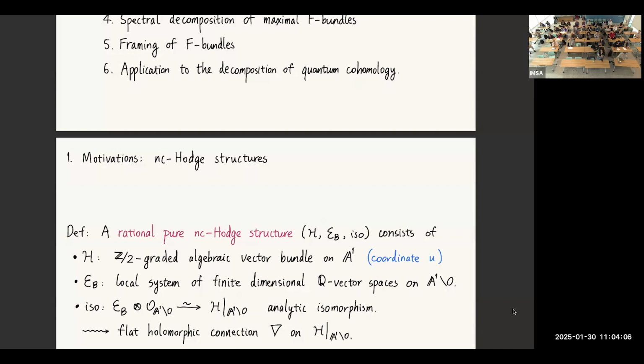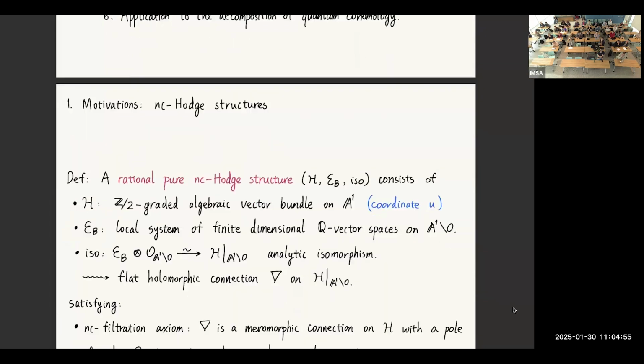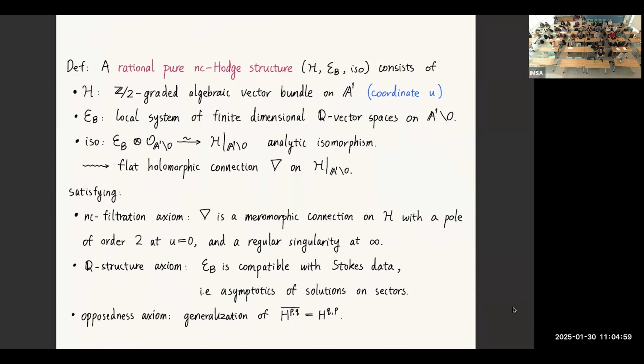Sorry, can you remind me, is it analytic isomorphism, or meromorphic at 0? Analytic isomorphism is okay, not about 0. It's just outside the 0. Thank you for the question. So now since the local system generates the vector bundle, we get a flat holomorphic connection on the vector bundle outside 0. So it's actually very simple, just the vector bundle together with the Q local system. But we have a few requirements, a few axioms on this data.